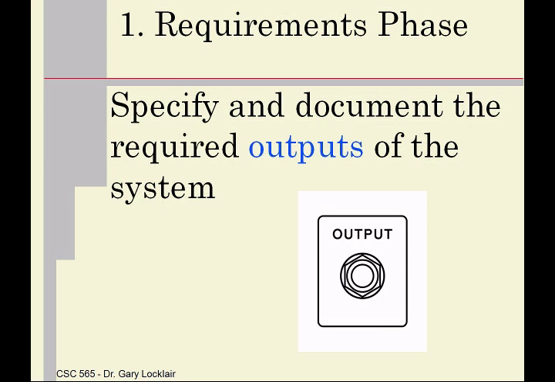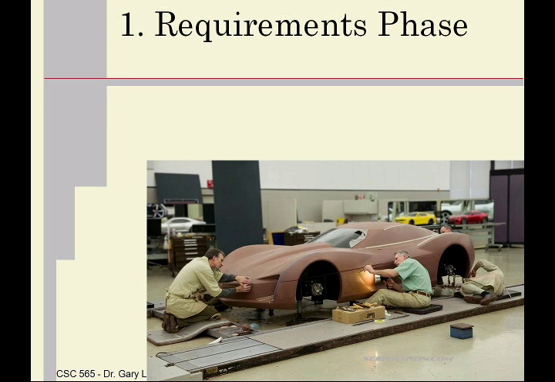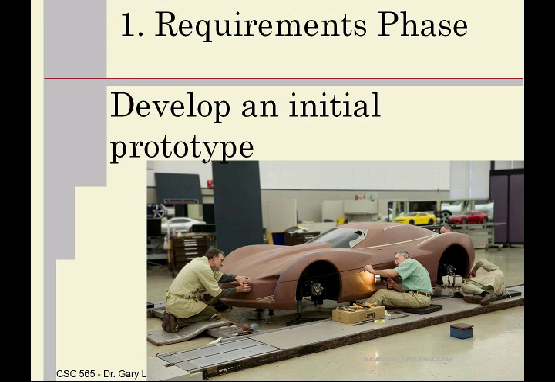So you've got to figure out, okay, we're coming up with a system here. What outputs does that system need to generate? Why? Because the output is the information. The information is what people use to make a decision and to solve problems. Specify and document the required outputs of the system. One way that we do that, in addition to writing things down, in addition to documenting things, is using a technique called prototyping.